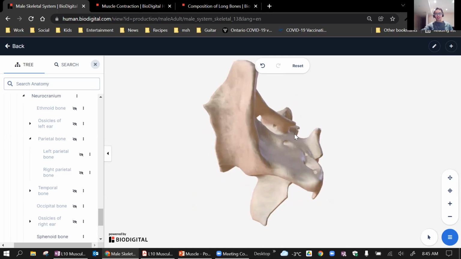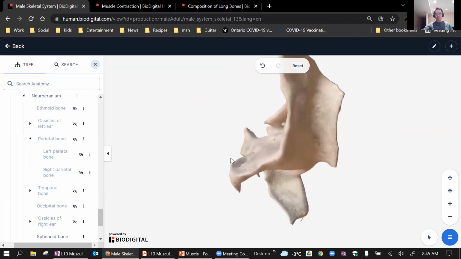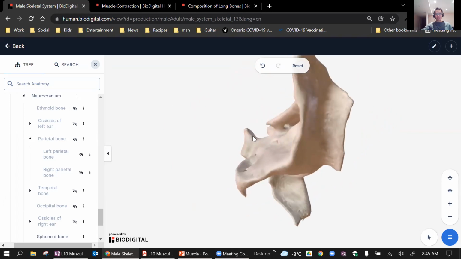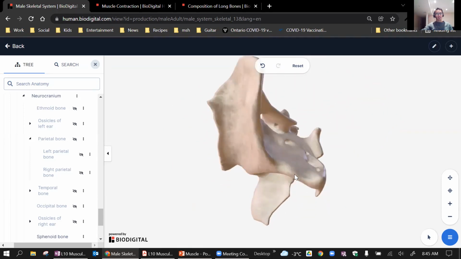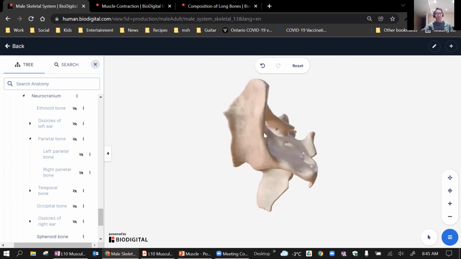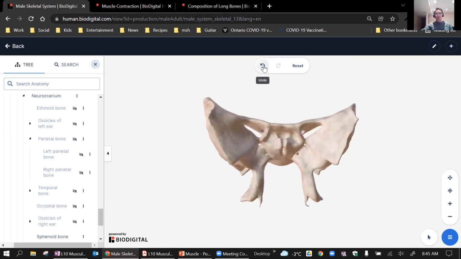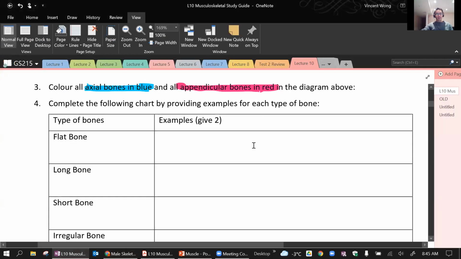Does anybody know what sits in this groove? What brain part that we have learned is that shape, and it's going to fit right in there. No? The pituitary gland. Okay, so the pituitary gland sits right there. It's protected by the sphenoid bone. So those are my favorite picks for irregular bones. But you should be able to identify them on a multiple choice question.